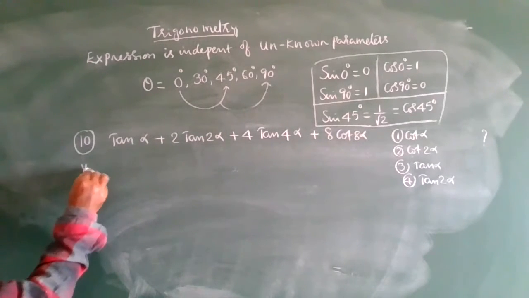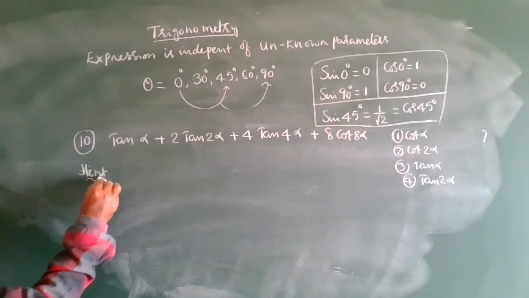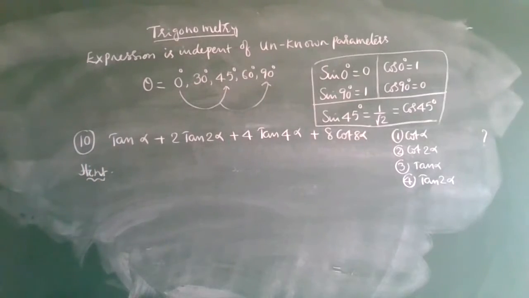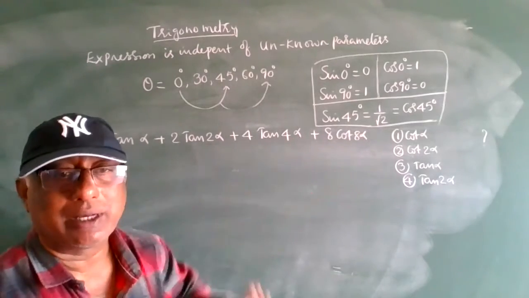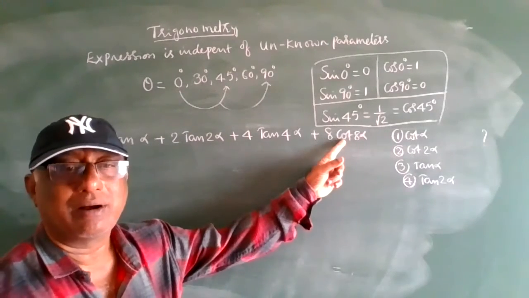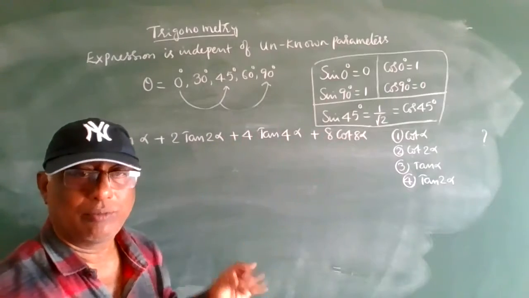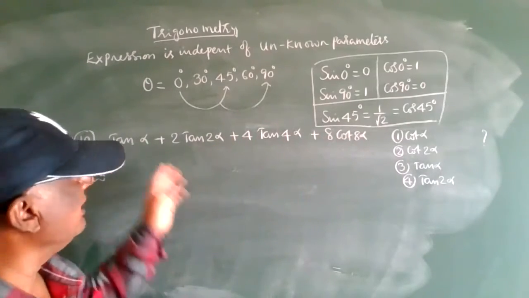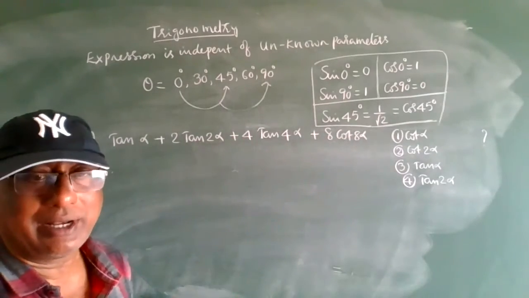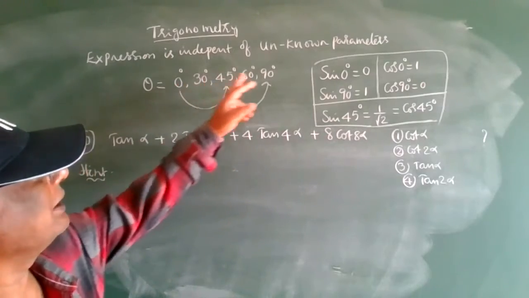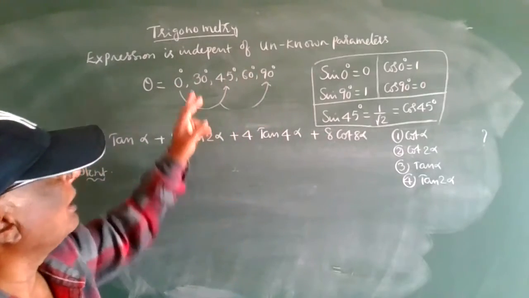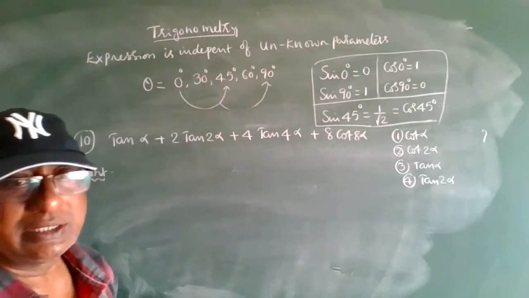Here, what angle can we select, sir? If I select 0, the total answer will become undefined. Cot is undefined. Don't take 0. 90 degrees also, tan is already undefined at 90. 0 don't take, 90 don't take. What are there? 30, 45, 60.